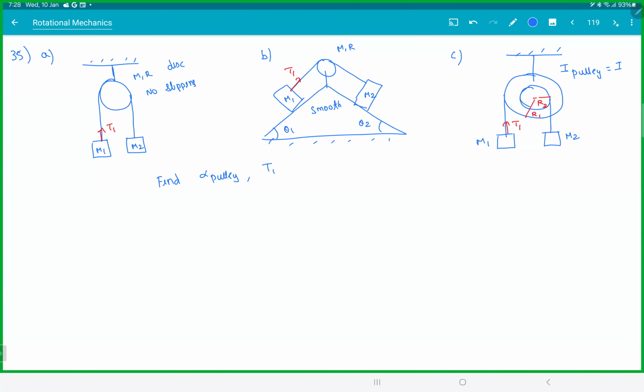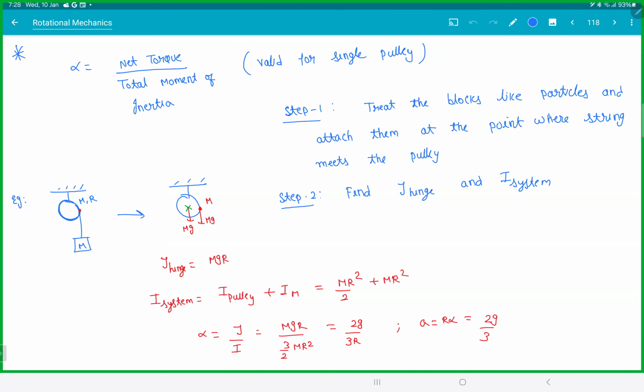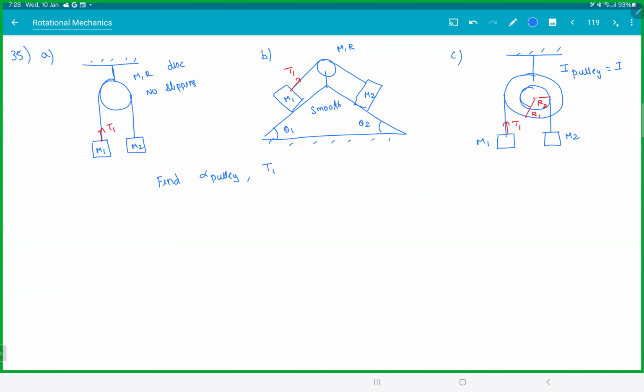Using that shortcut which I taught you, you can get these things faster. Remember the steps. Wherever the string is connecting the pulley, attach the mass there. Write the torque about the center, take moment of inertia, finish off, you'll get alpha from there. One equation. Extra is finding the tension in the string.